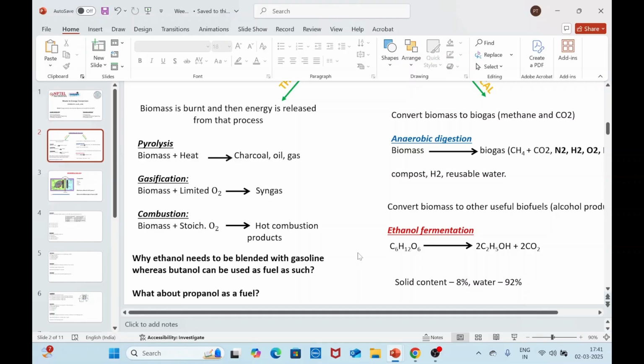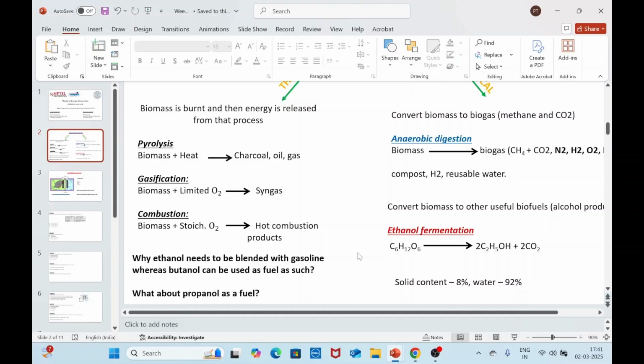Because if ethanol and butanol are going to be used as fuel, then what about something that is in between, so called propanol? In this ethanol fermentation process, you have multiple steps for production of ethanol itself. You have pre-processing, then fermentation. After fermentation, you try to concentrate the ethanol, and after that comes your dehydration step.